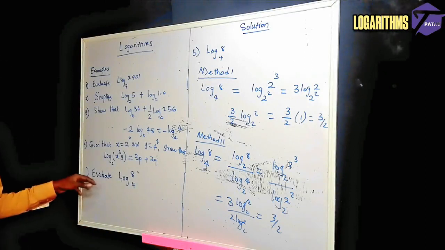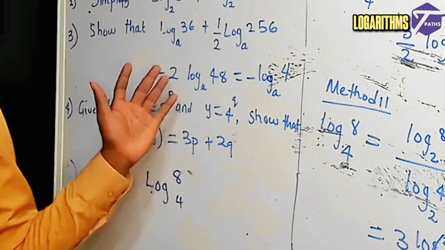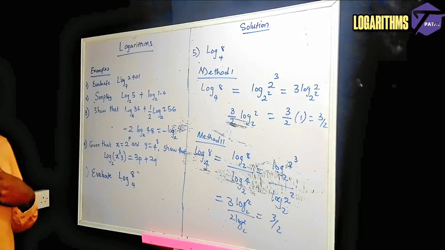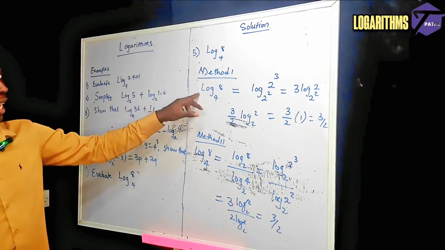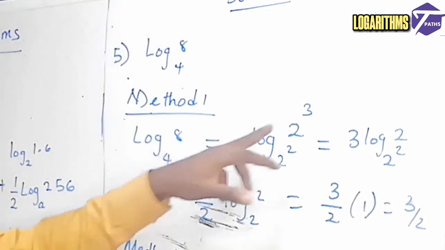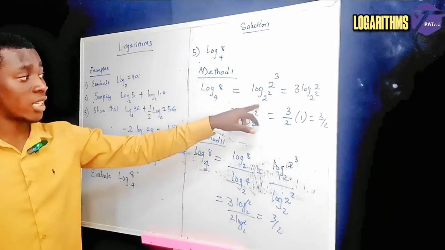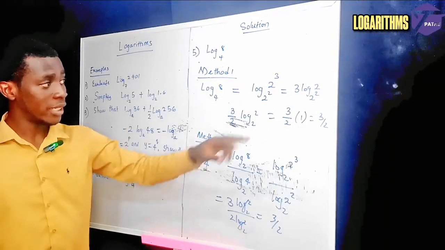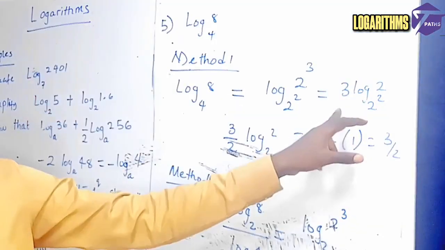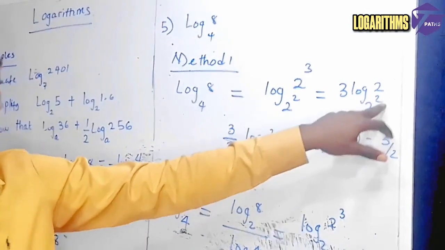Yeah, finally, we have gotten to the last question. The last question is: evaluate log 8 base 4. Because I know the law, I can use any method that is suitable for me. So, method 1, I can write log 8 base 4 as what? 8 can be represented as what? 2 raised to power 3. And this 4 can be represented as what? 2 raised to power 2. Then, from the fourth law, 3 can come to the back. Then I'm going to have 3 log 2 base 2 raised to power 2.